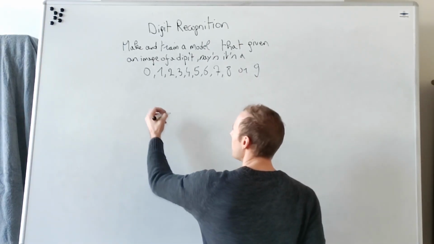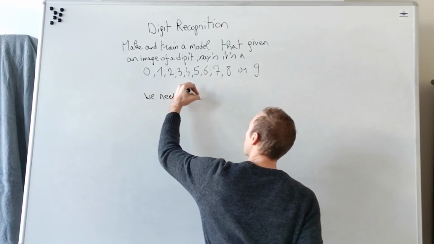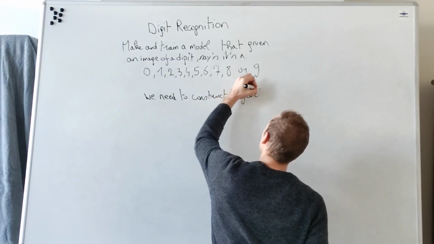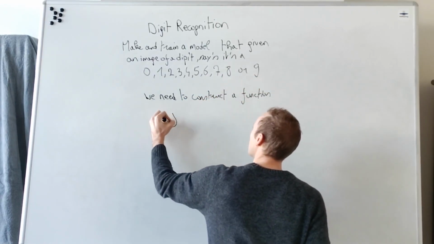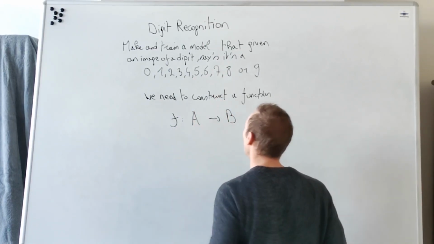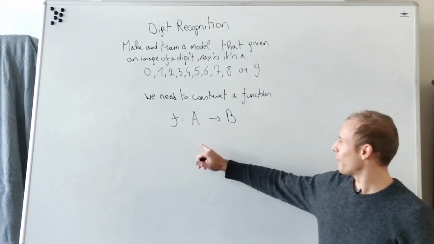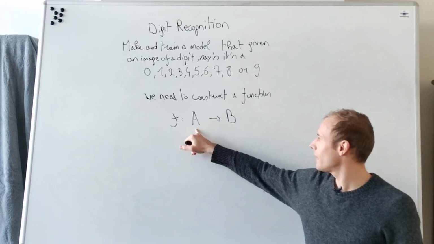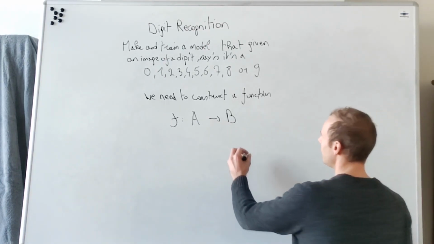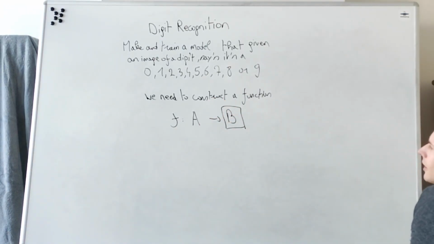So we need to construct a function f that goes from a certain domain A to a codomain B. And of course, we need to first figure out what is a good choice for A, and what is a good choice for B. Let's, in this video, first focus on B.